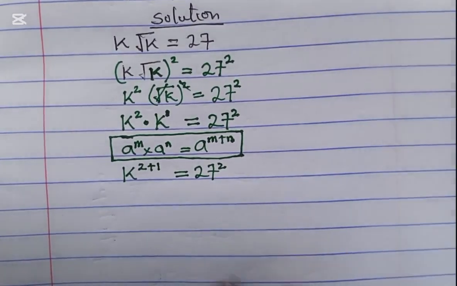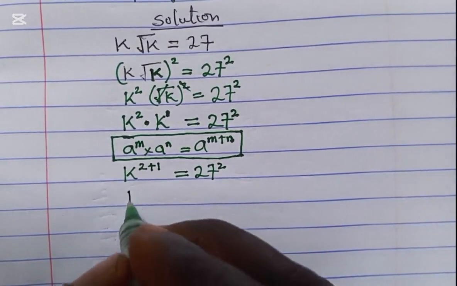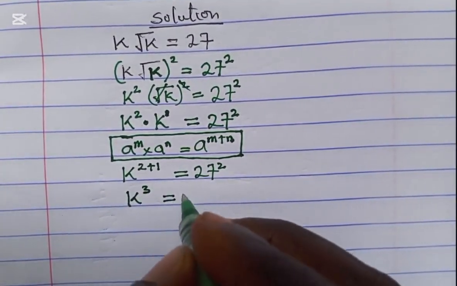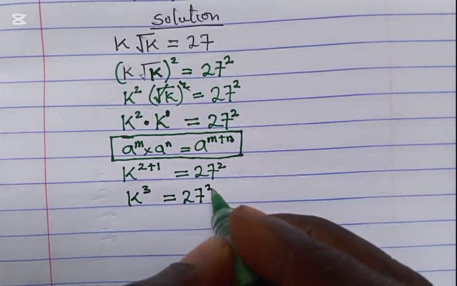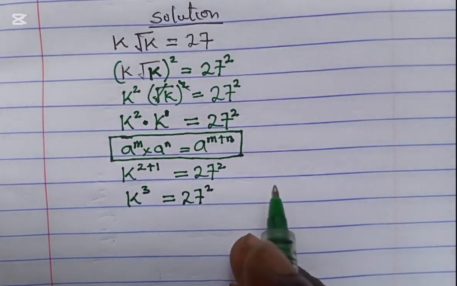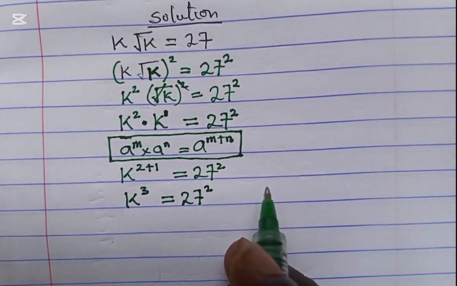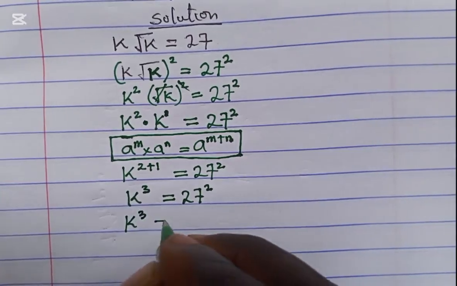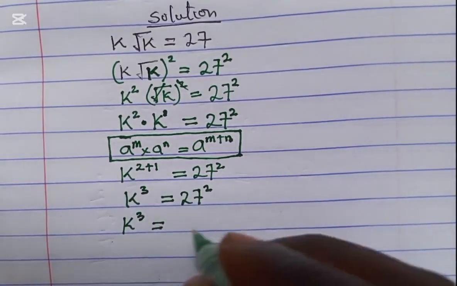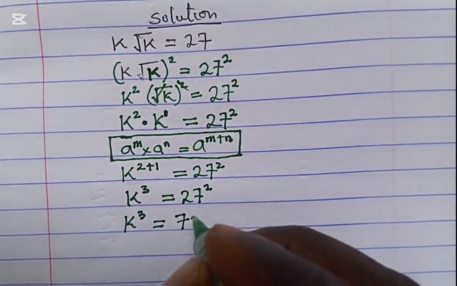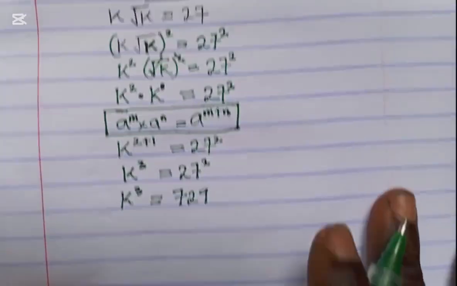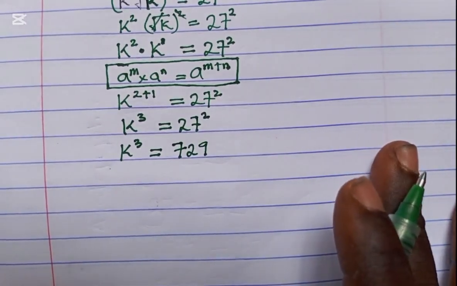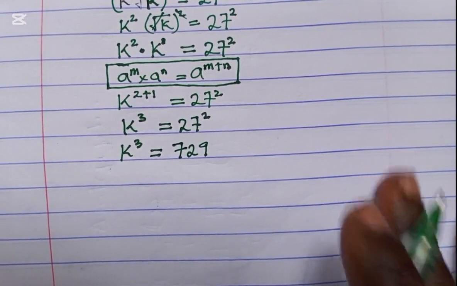So after this, 2 plus 1 gives us k raised to the power of 3 equals 27 raised to the power of 2. 27 raised to the power of 2 means 27 times 27. Then we have k raised to the power of 3 equals 27 times 27, that gives us 729. Okay, so we have 729.